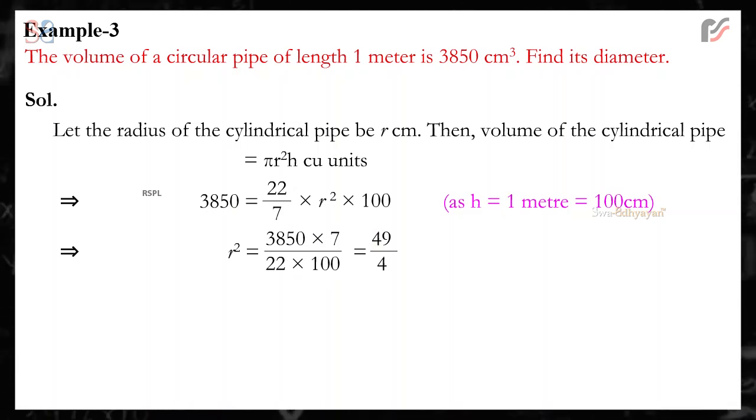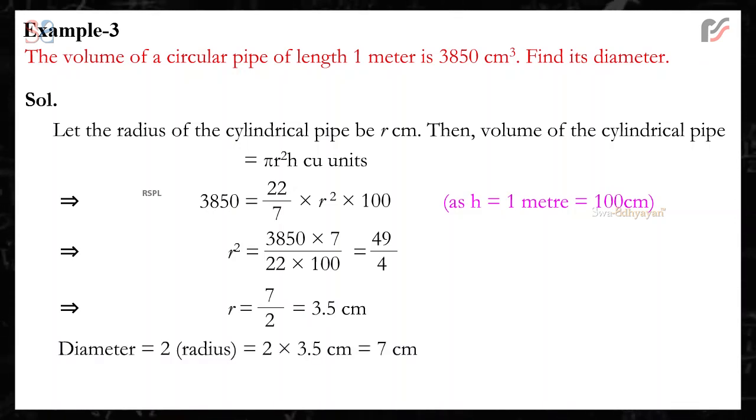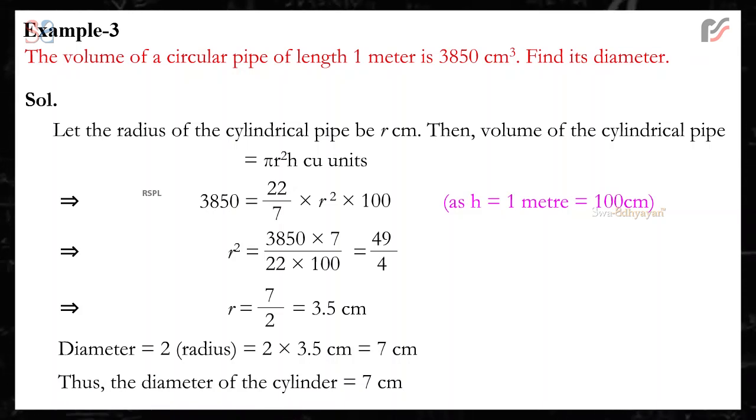This implies R square is equal to 3,850 into 7 upon 22 into 100, which is equal to 49 upon 4, or R is equal to 7 upon 2, which is equal to 3.5 centimeter. Diameter is equal to 2 into radius, which is equal to 2 into 3.5 centimeter, is equal to 7 centimeter. Thus, the diameter of the cylinder is equal to 7 cm.